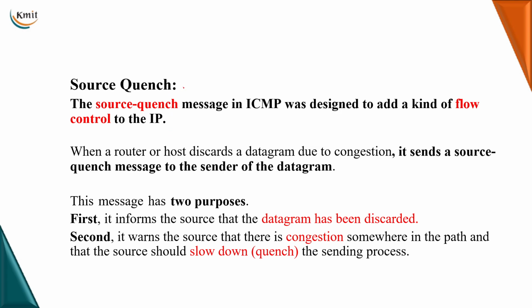The next message is source quench. This is a very important message which was designed to add some kind of flow control to IP. As I told you, the Internet protocol doesn't do any flow control. So whenever a router or host is discarding a datagram due to congestion, you know what congestion means? Traffic. Congestion is when the load on the network is more and the network capacity is less. Many of the packets or datagrams are discarded. If you have to inform the source machine that due to congestion your datagrams were discarded, you will send a message called source quench. The general meaning of quench is to slow down.